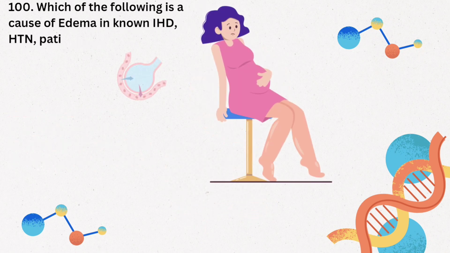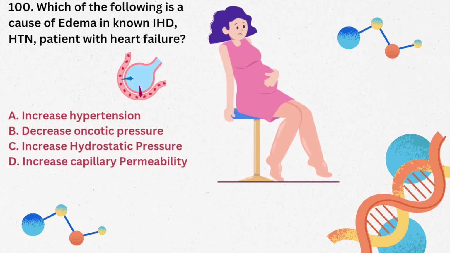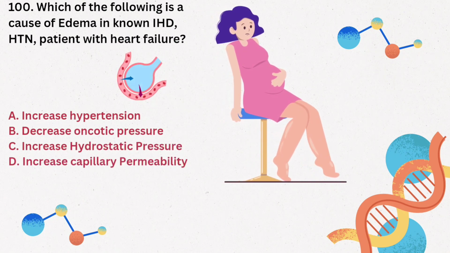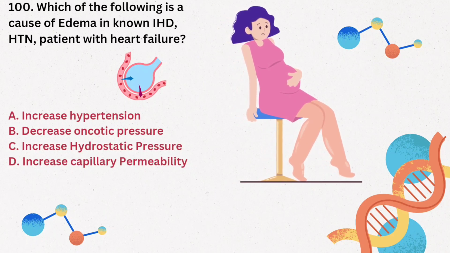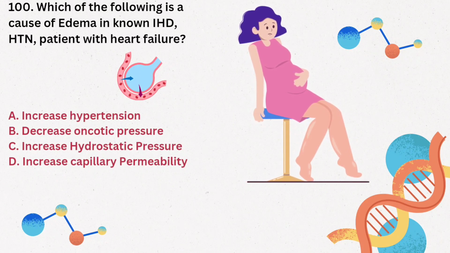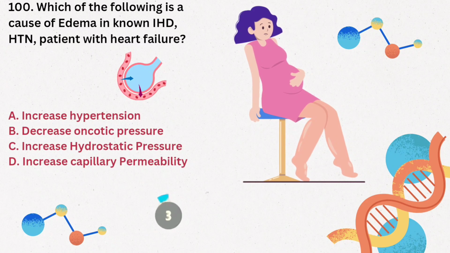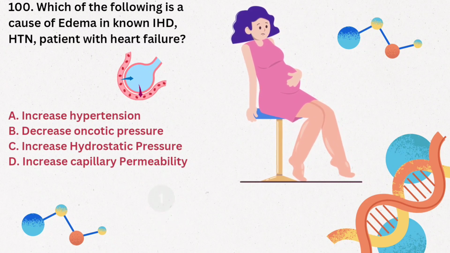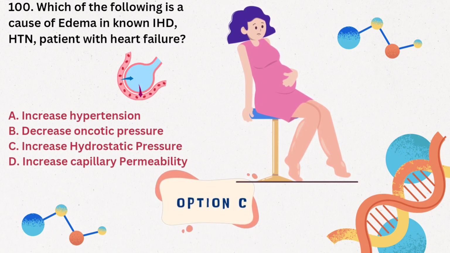Which of the following is a cause of edema in a known ischemic heart disease, hypertension patient with heart failure? A. Increase hypertension. B. Decrease oncotic pressure. C. Increase hydrostatic pressure. D. Increase capillary permeability. Option C is the right answer.